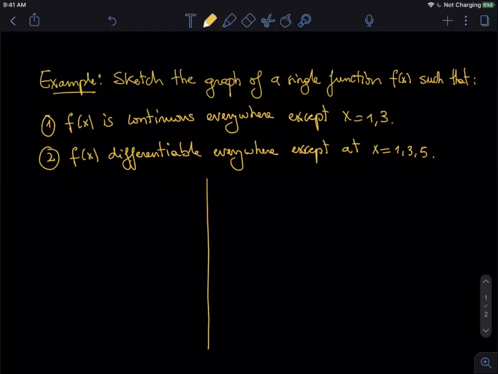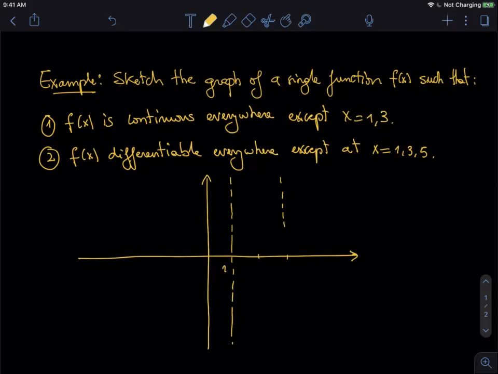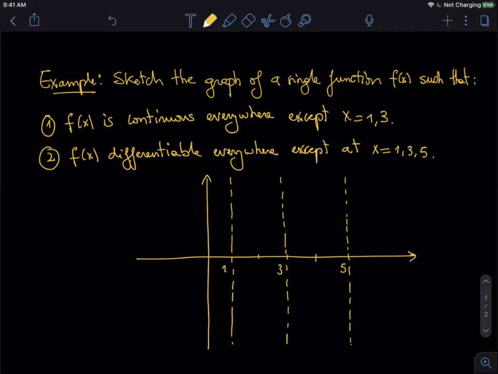Let's draw the axis. All right. And then first, let's put 1 and 3 here. So this is 1. This will be 2, 3. These are the discontinuities, right? And then we have another special number. So this is 4, and then this will be 5. 1, 3, and 5. Okay. I do this just to have a reference.